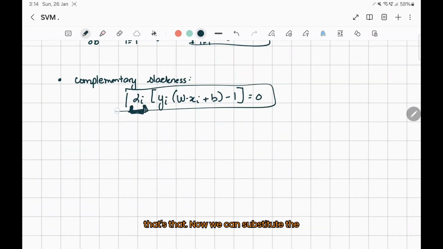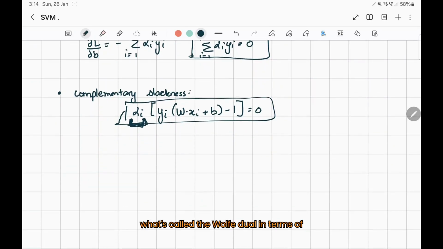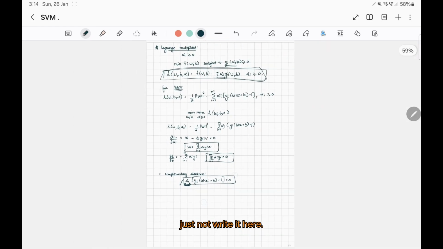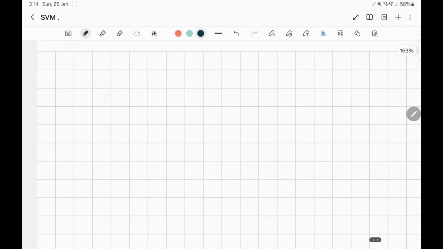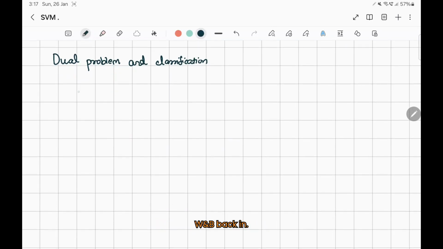Yeah, that's that. Now we can substitute the values of w back into the Lagrangian, and we obtain what's called the Wolfe dual in terms of alpha. So it's a convex quadratic program which can be solved, and most alpha I will become 0. The only non-zero ones, as I said, correspond to the support vectors. So once we solve, let me not write it here. Now let's substitute the values of w and b back in. After that we'll talk about how it classifies, and that will be, I suppose, the end.